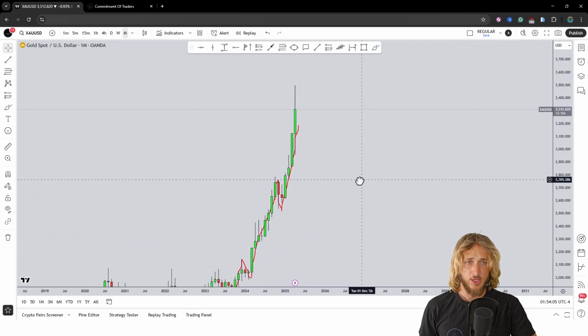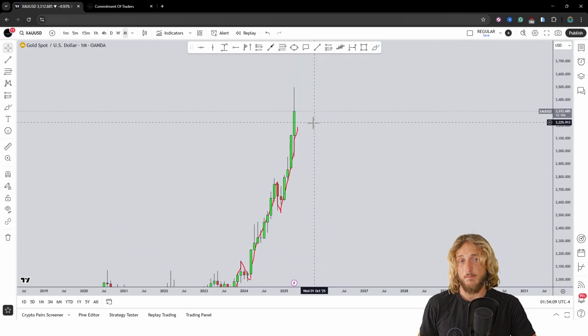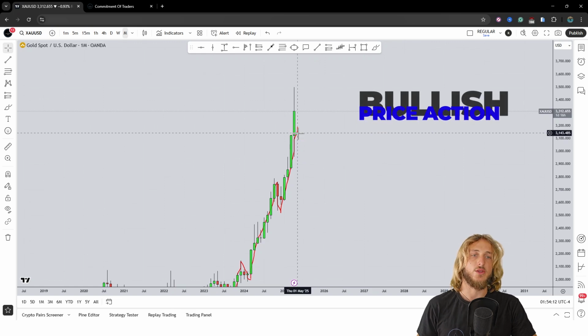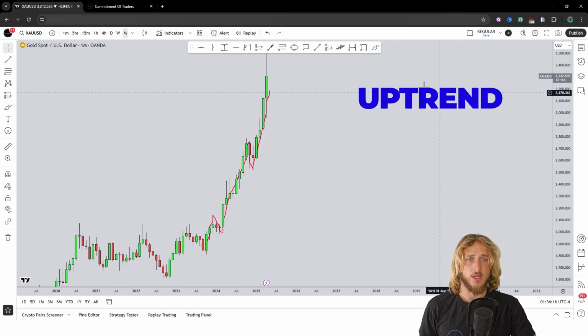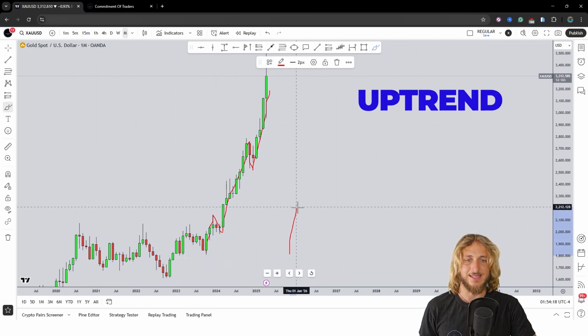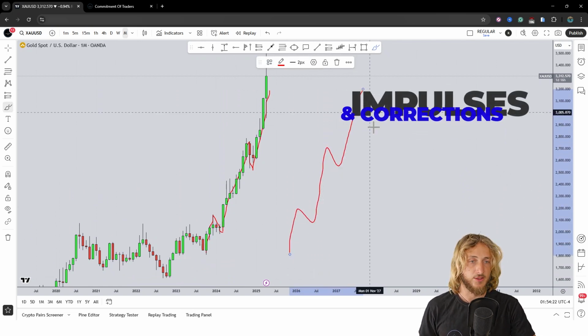a higher low. So far the market has just created yet another new monthly all-time high, so a new monthly higher high, continuing with this monthly uptrend, because an uptrend by definition is a series of impulses and corrections, so higher highs and higher lows.